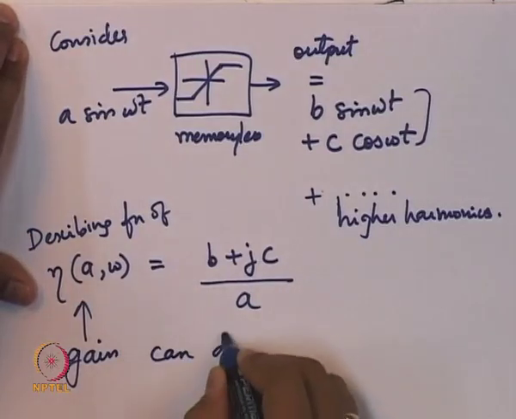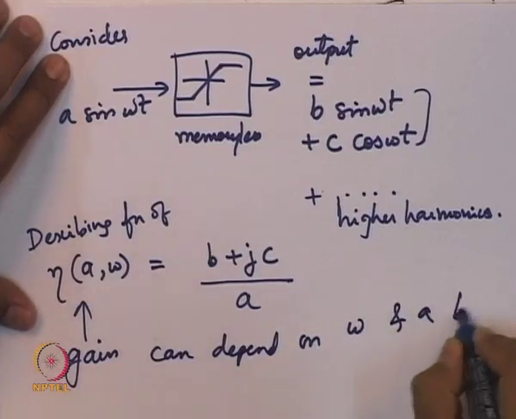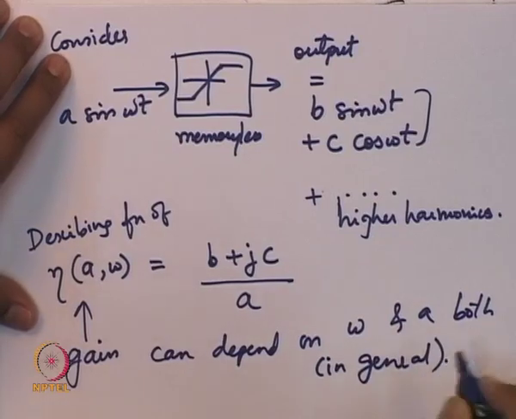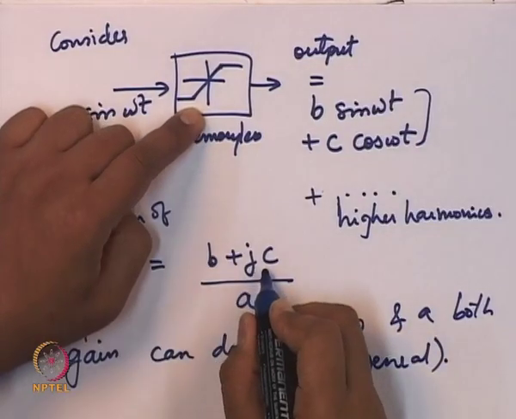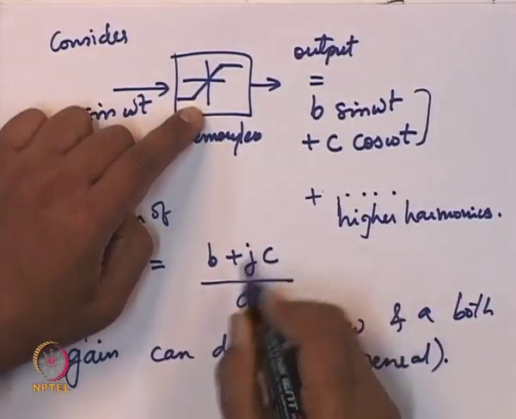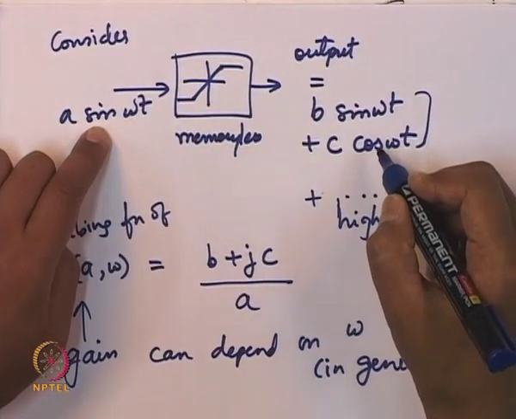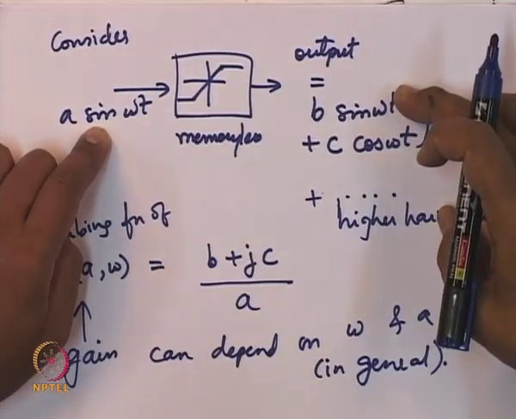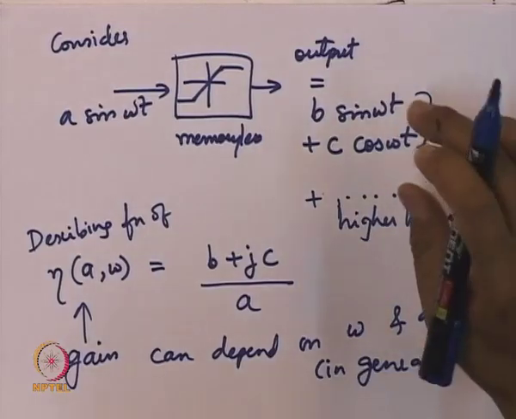So in general it can depend on omega and A both. But of course, we will see that for this situation of saturation nonlinearity, there is no dependence on omega. In fact, the C will also turn out to be 0, it will turn out to be real, the imaginary part will be missing. In other words, the cos omega t will never be there. The higher harmonics will all have only sinusoidal terms. There will be no cos 2 omega t, there will be no cos 4 omega t, etc.